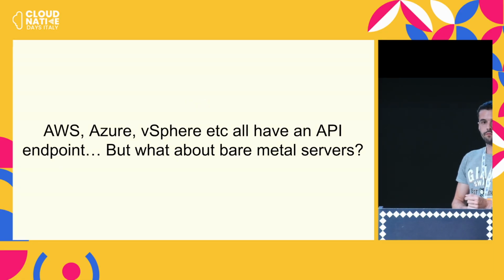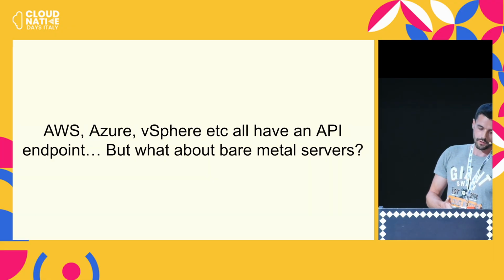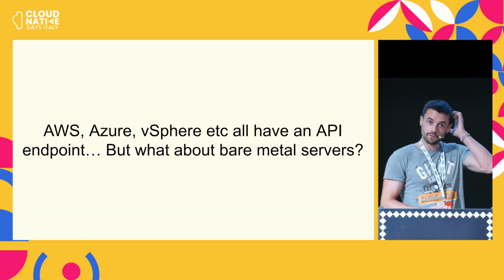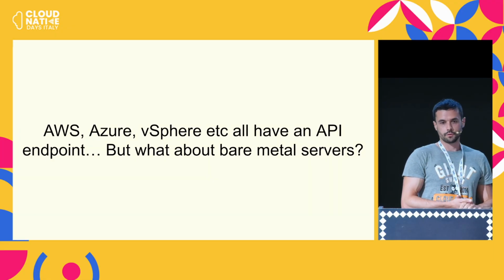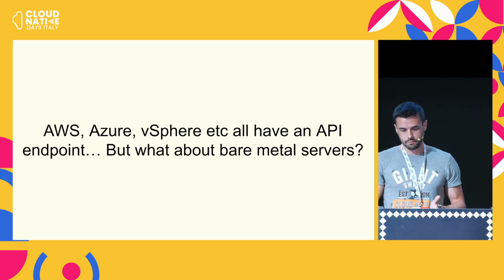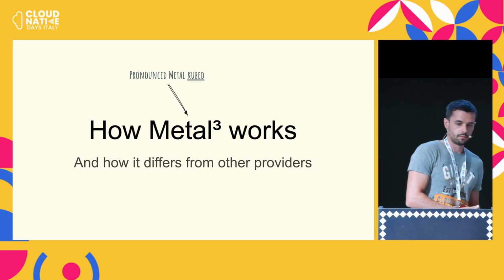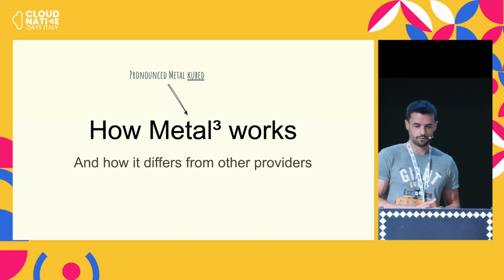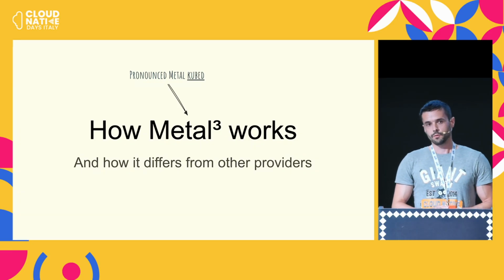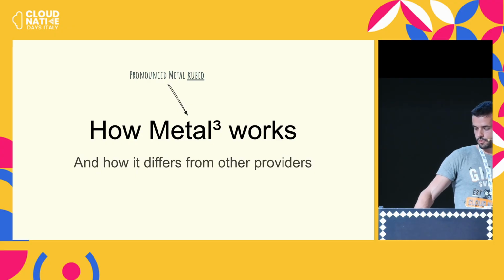So in CAPV, we have the vCenter API to talk to, but how does it work for bare metal? We don't have anything to talk to like we would think. So what are we going to do? This is where Metal³ comes into consideration. So we're going to check it out and see how it differs from the other providers.